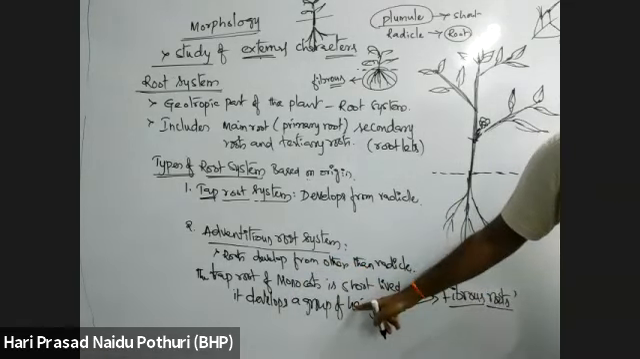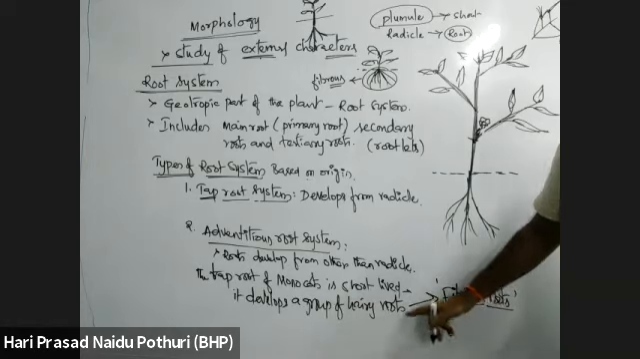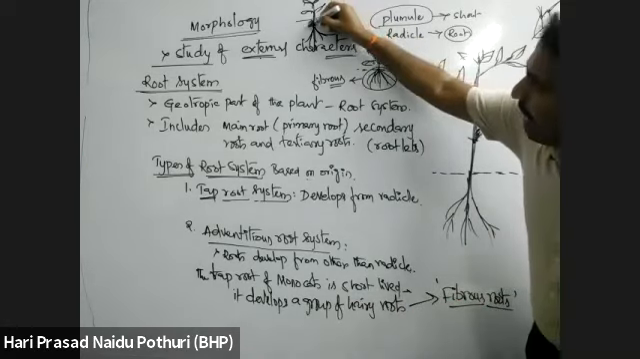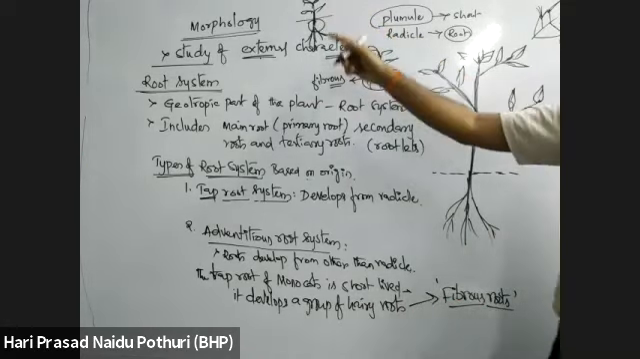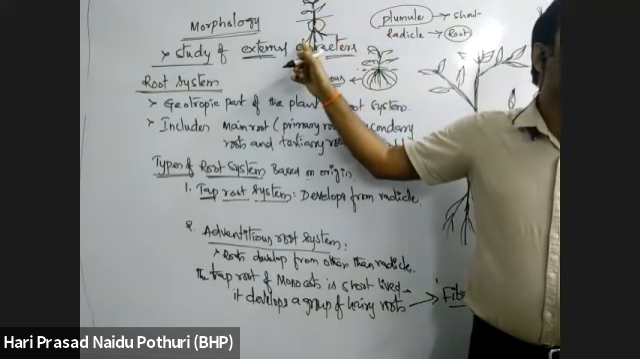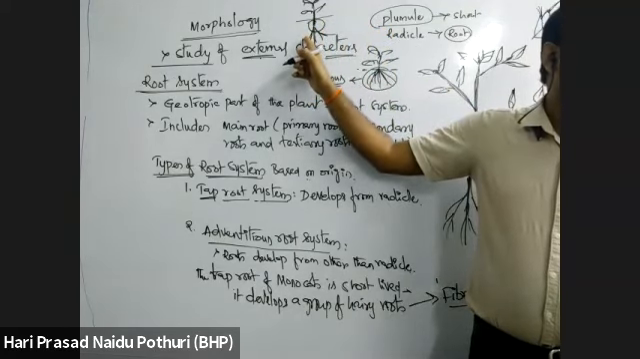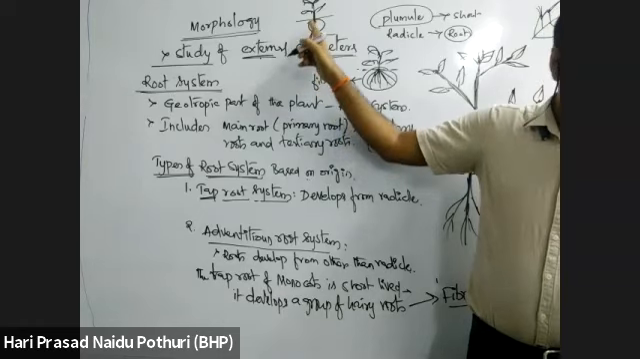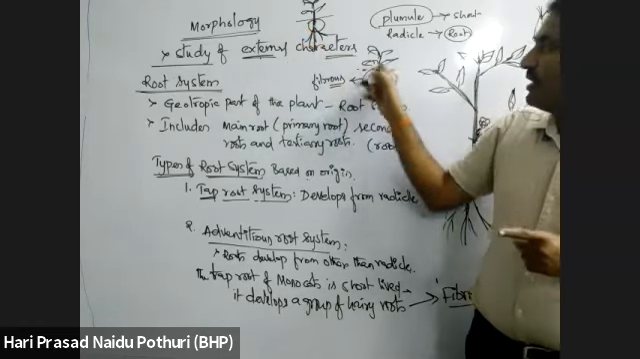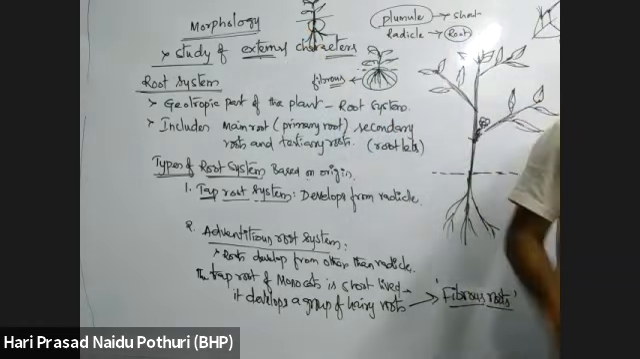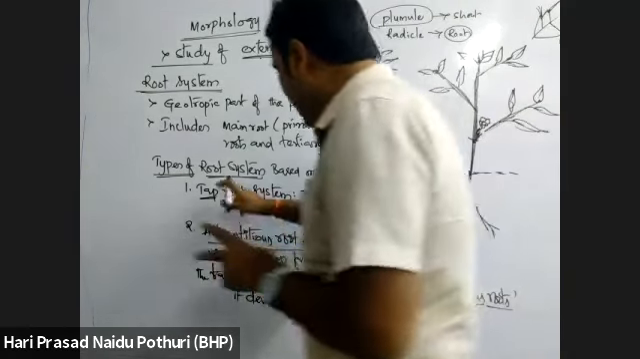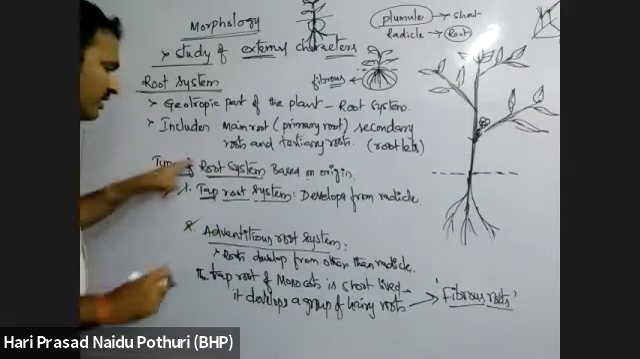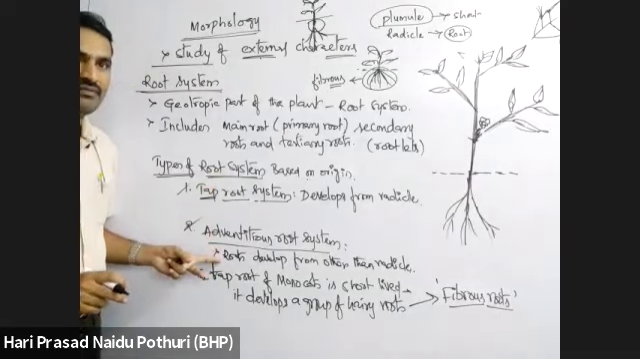adventitious. While fibrous root is developing where the taproot is degenerated, that means fibrous roots are developing not from the radicle. So fibrous root is adventitious. But adventitious roots which are developing on the stem branches, sometimes they may not be fibrous. So simply taproot and adventitious, these are based on origin.